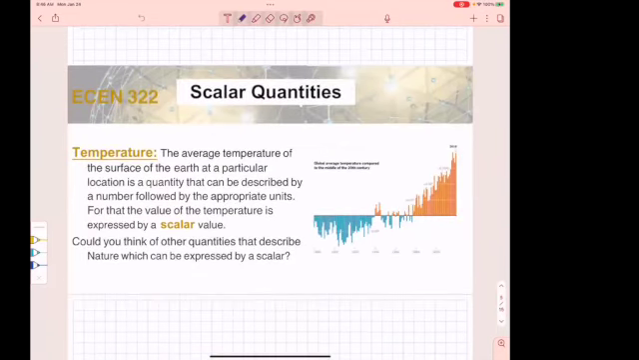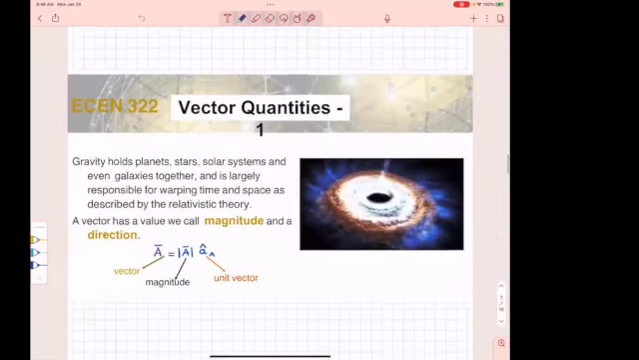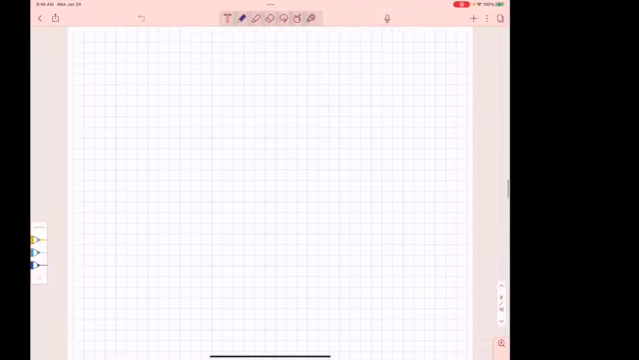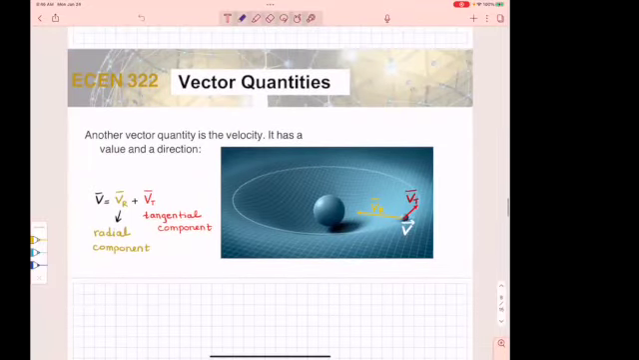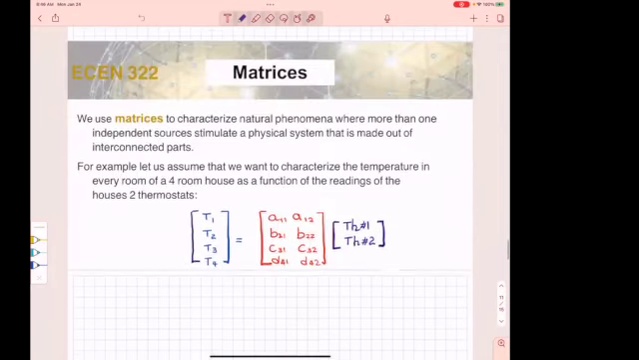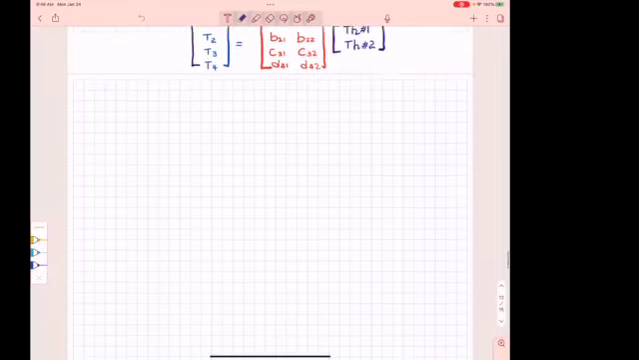Okay, scalar, you know, these are scalar quantities, vector quantities. I said that will go another vector, right? This shows how Earth goes around the sun. Matrices, I just said that example.